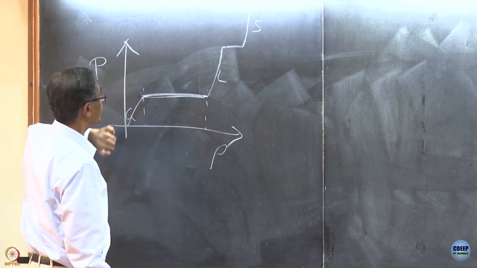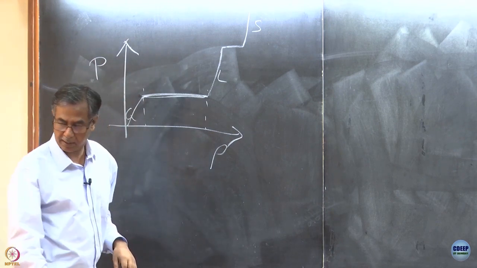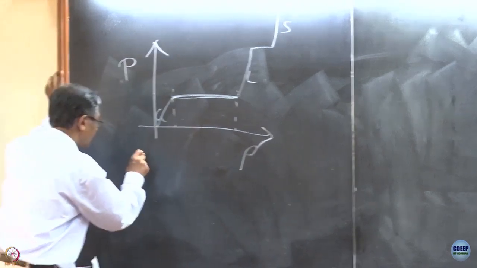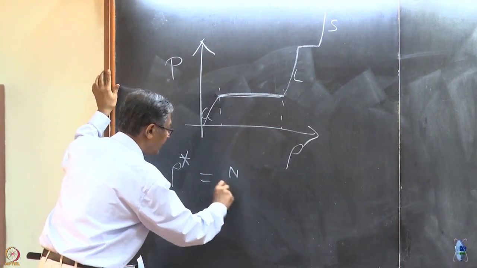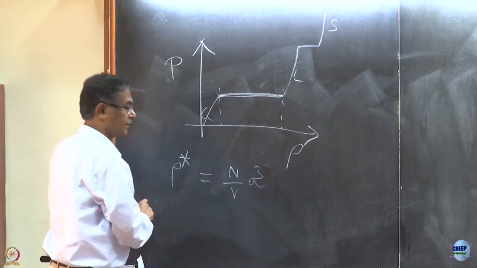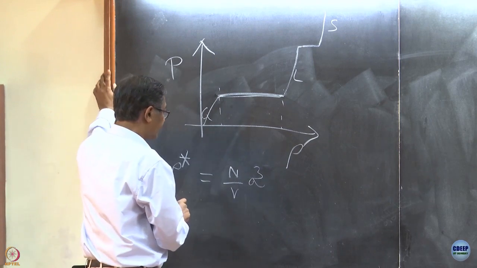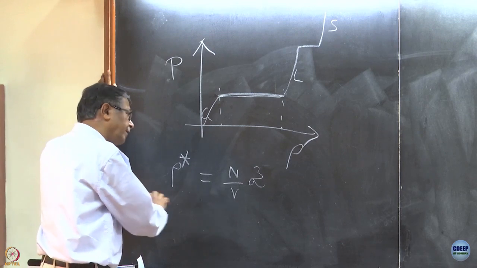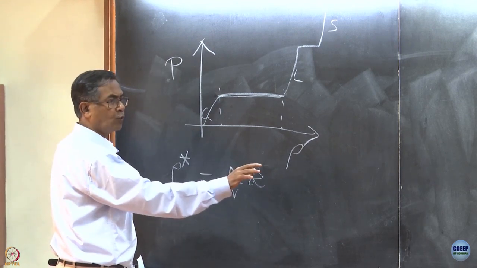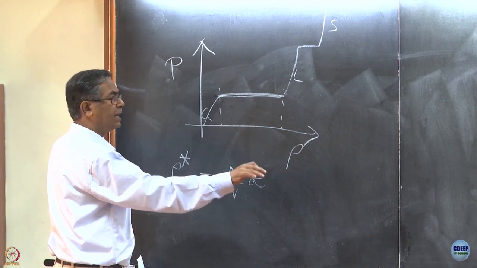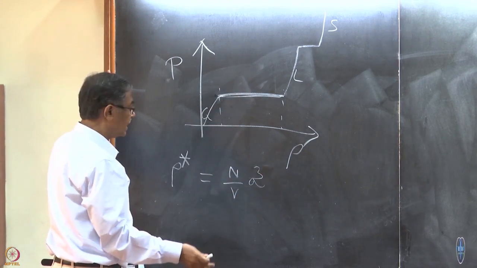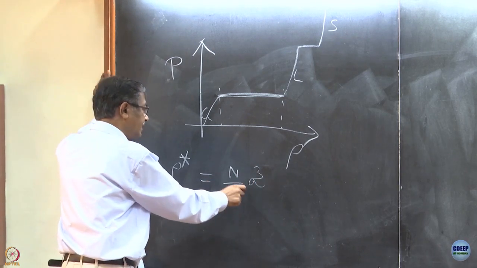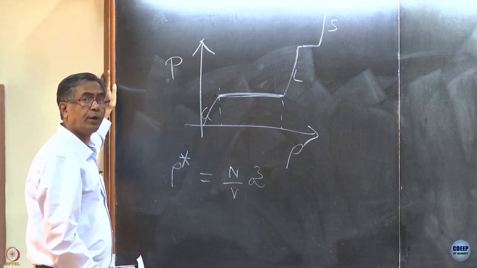For example, typically, as I described earlier, another unifying thing we do is we introduce rho star, that is n by v, cube of molecular diameter. The universality comes because all the liquids have a very narrow range of rho star. They may have very different number density, like 10 to the power 22 per cc, then 10 to the power 23 per cc. But when you take the molecular diameter, and multiply with the number density, you find they are all between 0.8 and 0.9.